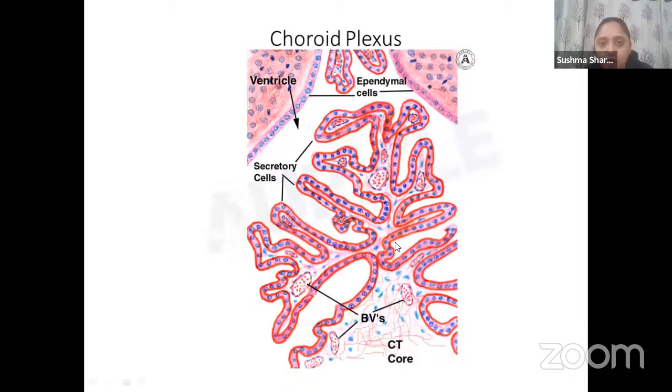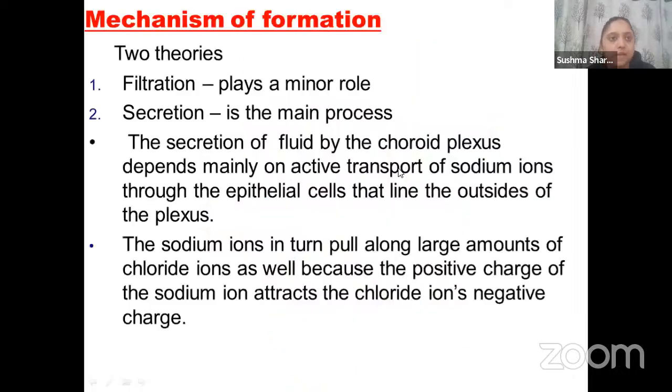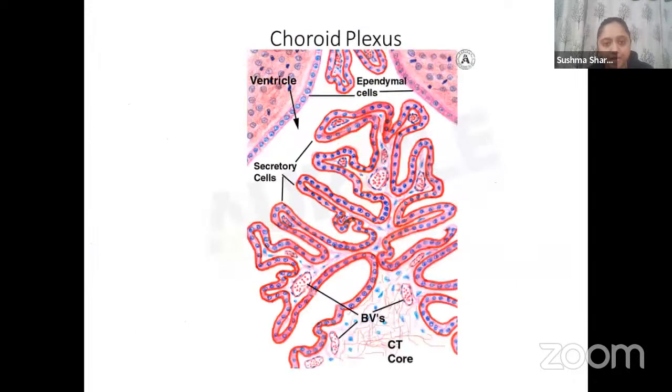So these are the choroid plexus. As you can see, these are the secretory cells. Now, mechanism of formation. There are two theories wherein the secretion is a major process and the filtration is a minor process. Secretion of fluid by the choroid plexus depends mainly on the active transport of sodium ions through the epithelial cells that line the outsides of the plexus.